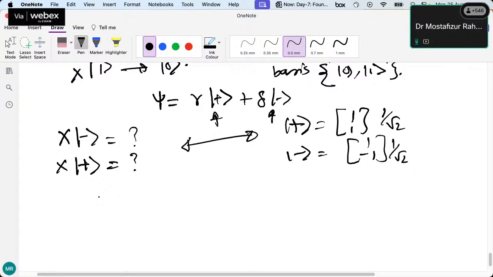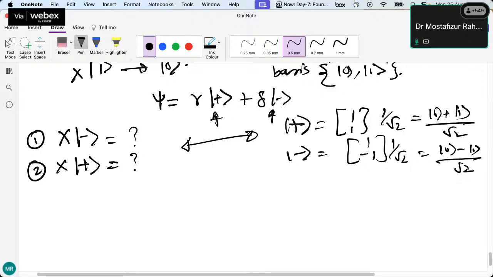No change is not the correct answer, because it is only partly correct. You have to say two answers, one for this and another for this. Just by doing simple matrix vector multiplications, you can easily check that X on the plus state gives you the plus state, and if you apply X on the minus state, you get minus of the minus state.